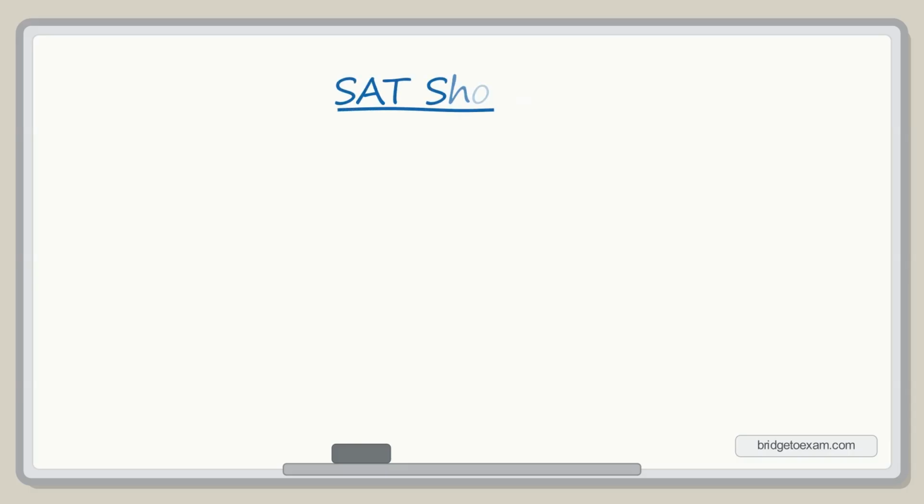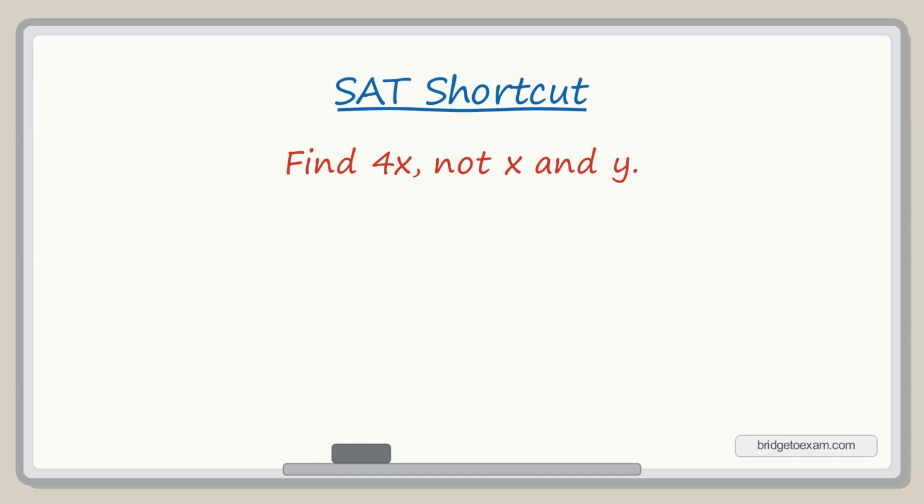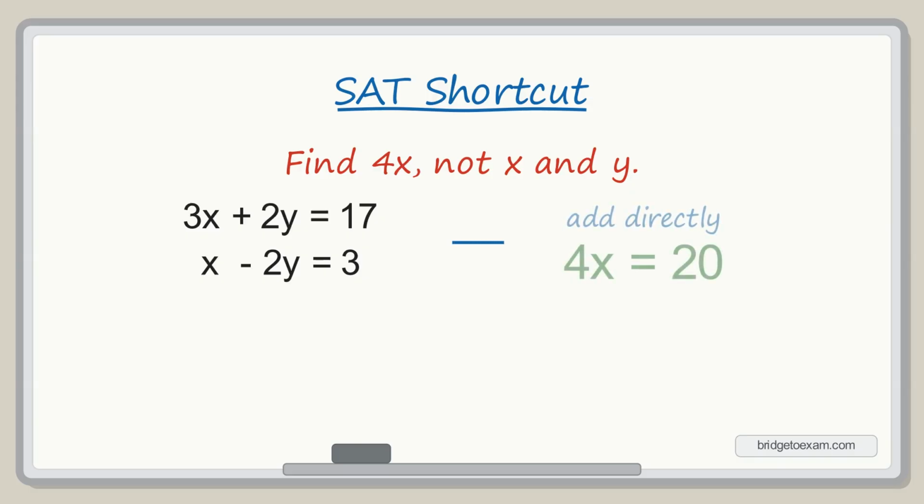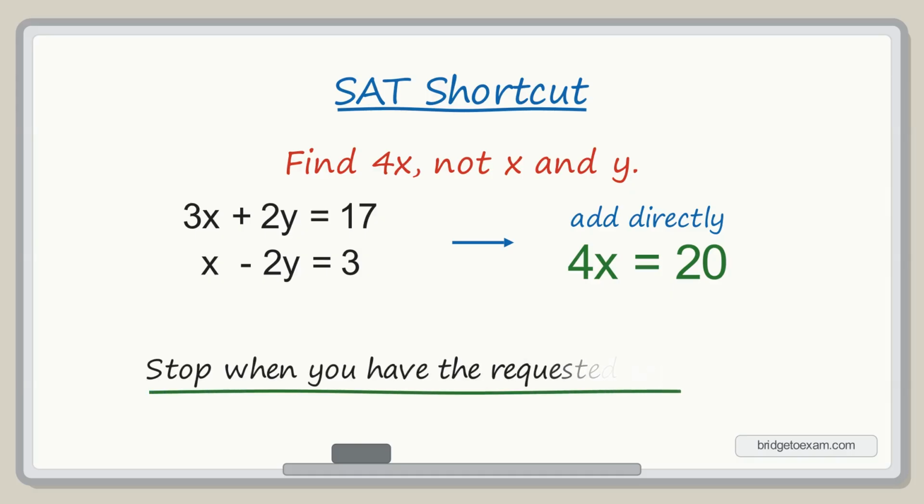The SAT may ask for a combination instead of each variable. If the question asks for 4x, add these equations directly. The y terms cancel, and 4x equals 20. Stop there, because that is exactly what was requested.